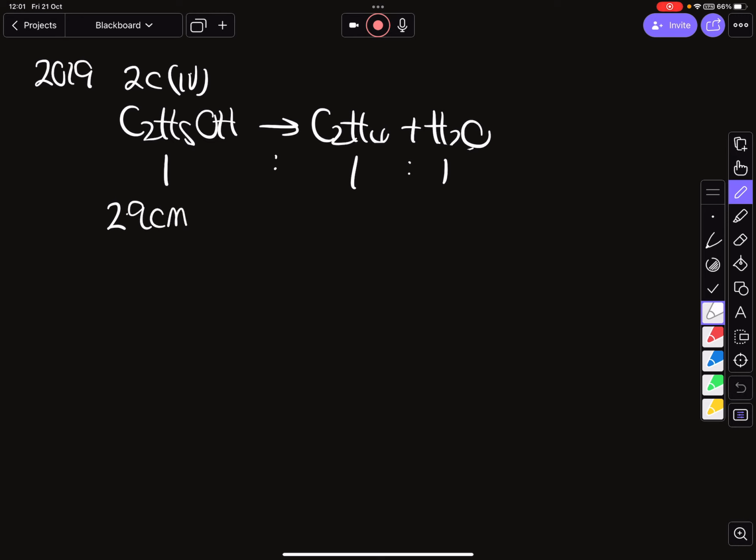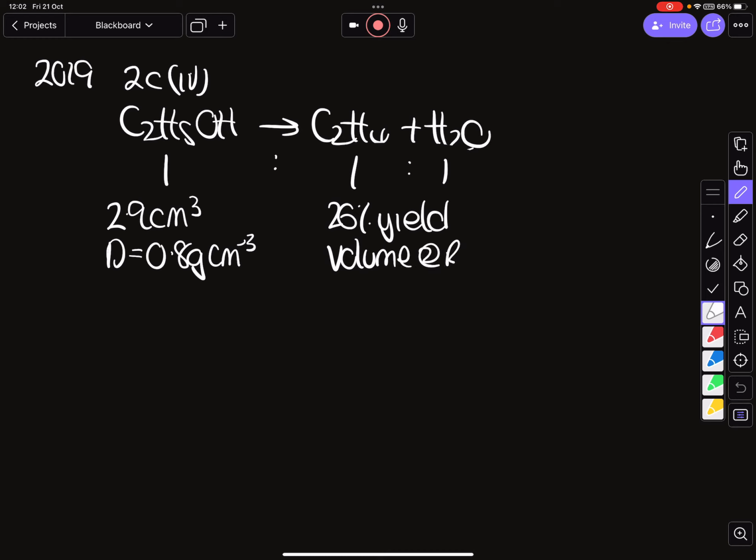So I have 2.9 centimeters cubed of ethanol. I have a density of 0.8 grams per centimeter to -3. For my ethene, I have a 26% yield. And I'm looking to work out volume at RTP. So this is the kick in this question. This is not our usual way of going through it, and you need to recognize that when the time comes.